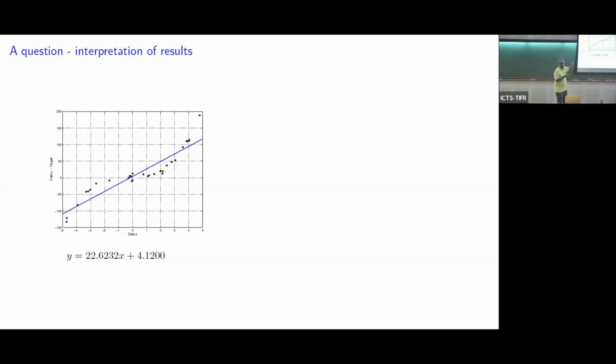So maybe this is something that you would have done. You would have done curve fitting, right? So this is similar to curve fitting. Okay.